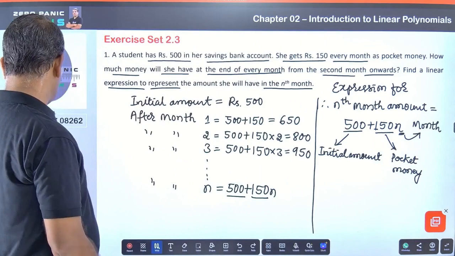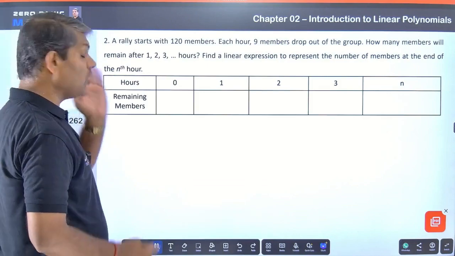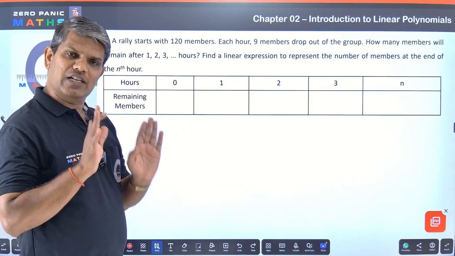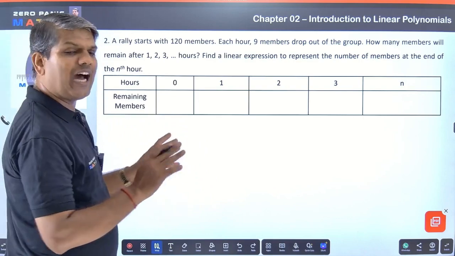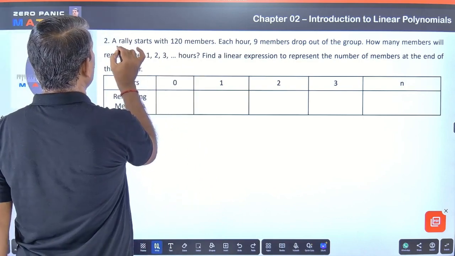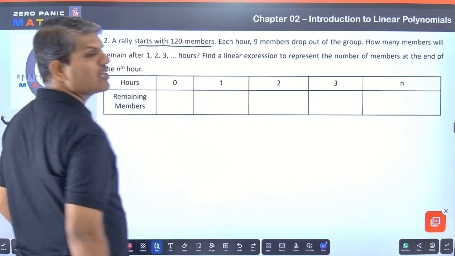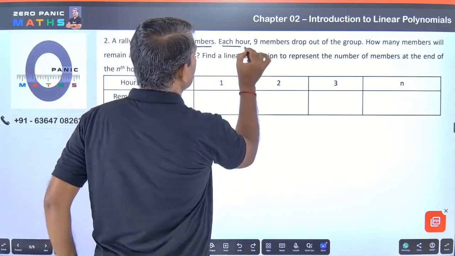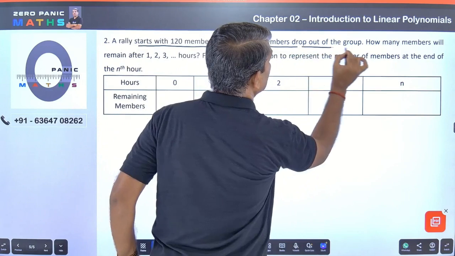Okay, let us quickly see the next problem. As I already told you, this problem is also resolved in the same fashion, only the data are different. Now read the problem carefully. A rally starts with 120 members. Each hour, read it carefully, 9 members drop out of the group.